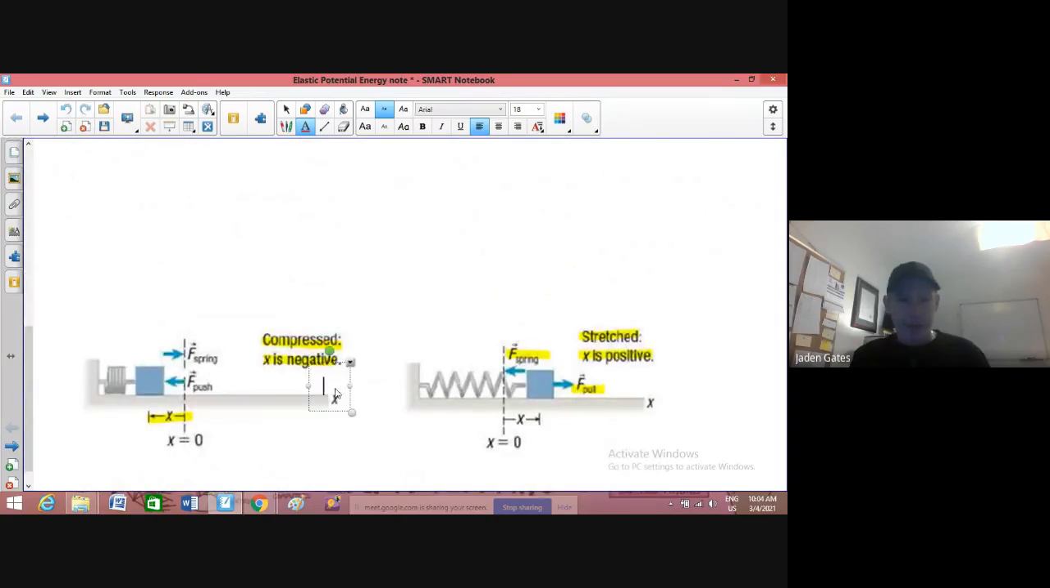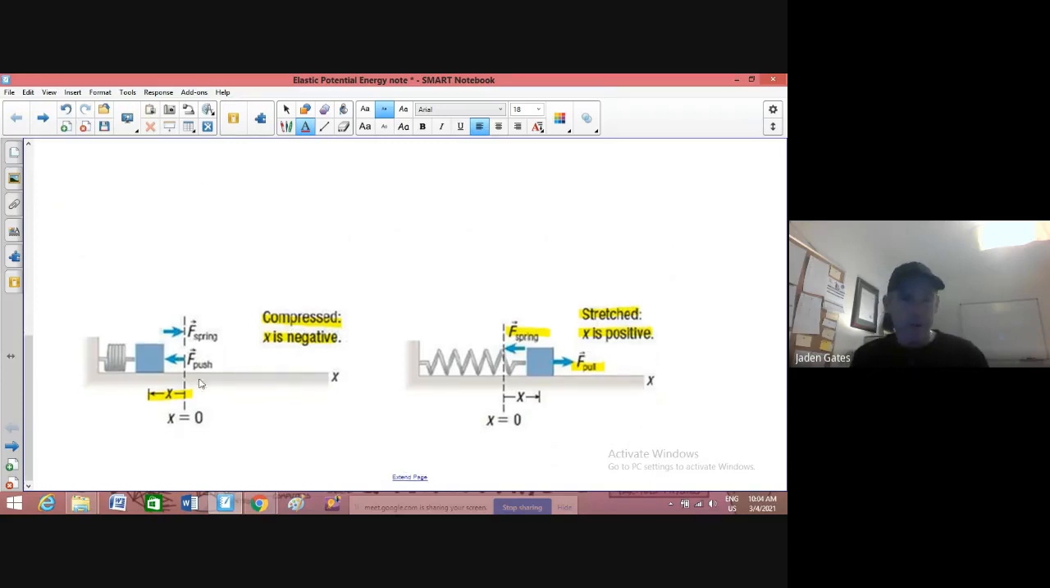So there's our symbol there. Here's an example of that. There's an example where our stretch is positive. Again, you can see that the force and the X value are in the opposite direction.